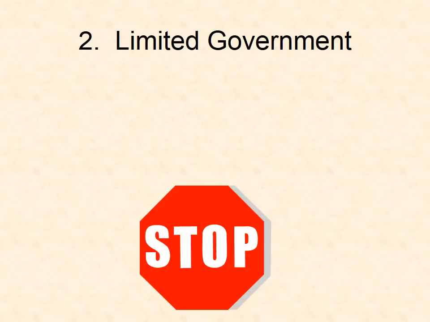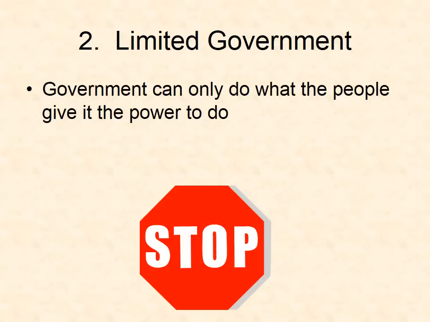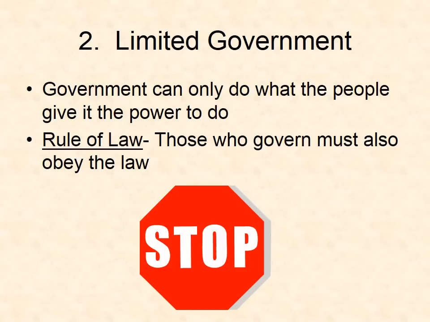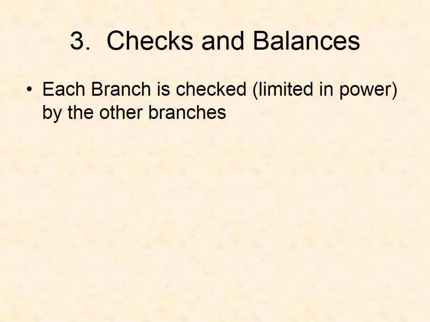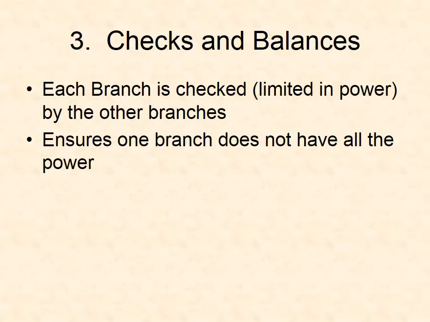All right, so the second thing, this is your lettuce. This is limited government. So basically the government can only do what the people give it power to do. So if the people don't like the government, then they have the right to basically overthrow it. And so, again, this is leading up to where we got some of our ideas about the Declaration itself. The rule of law, we already know. Those who govern must also obey the law. Checks and balances, of course, this is one of Montesquieu's famous ideas, and it said that every branch is going to be checked or limited in its power by the other branches. And this is, of course, in order to make sure that one branch doesn't gain too much power.